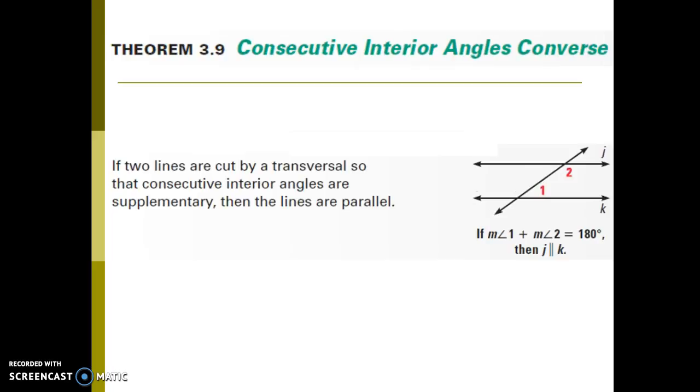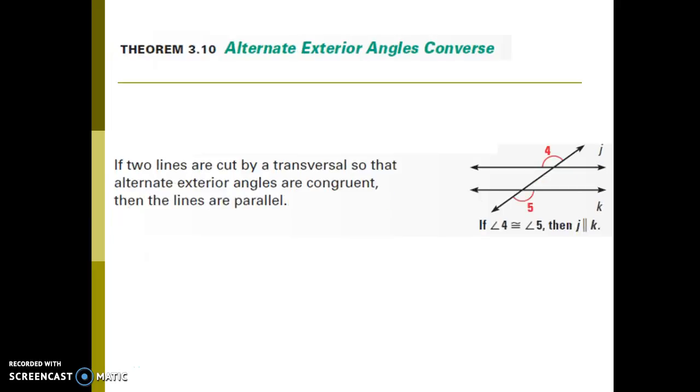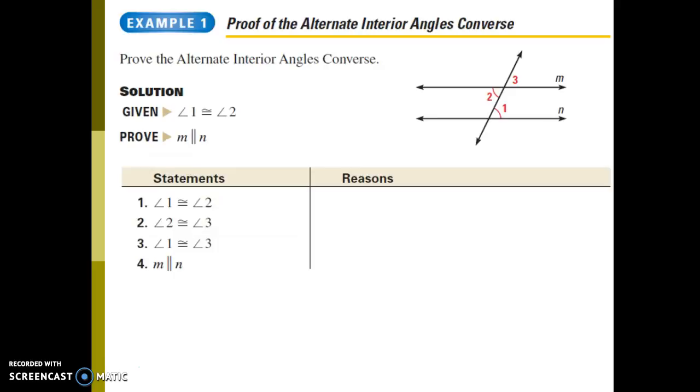Consecutive interior angles, we know consecutive interior angles are supplementary if the lines are parallel. We're now saying the converse. If the consecutive interior angles are supplementary, we can assume that those two lines are parallel. And lastly, for alternate exterior angles, if the alternate exterior angles are congruent, we can assume that the lines are parallel. Okay. We have a quick little proof here.